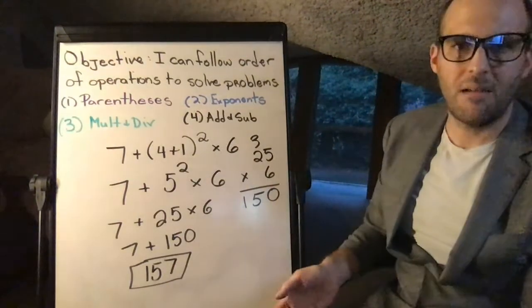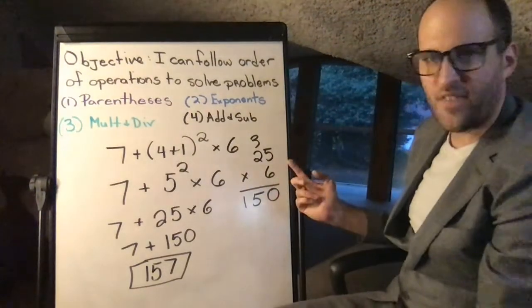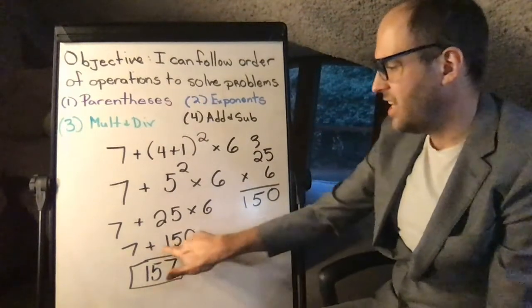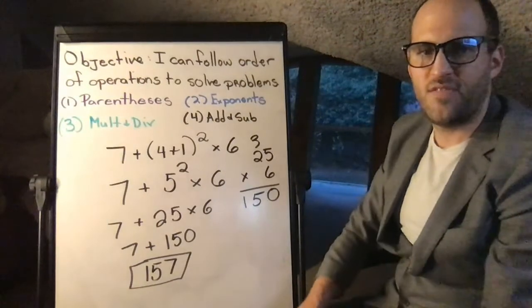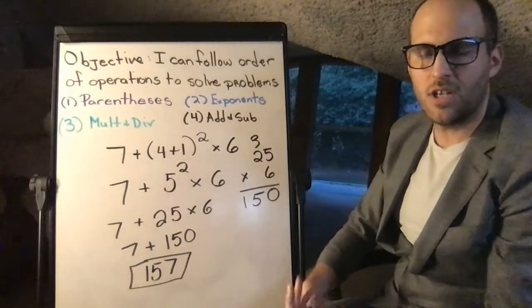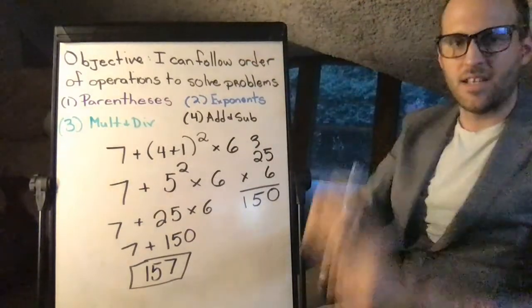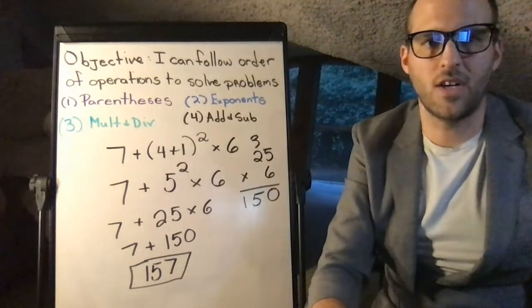Definitely do it on the side. Basic facts like 3 times 4, do that in your head. 25 times 6, use a little side paper. You get 150, you add 7, 157 was your answer. So give yourself a round of applause if you got that correct. And let's try another question.